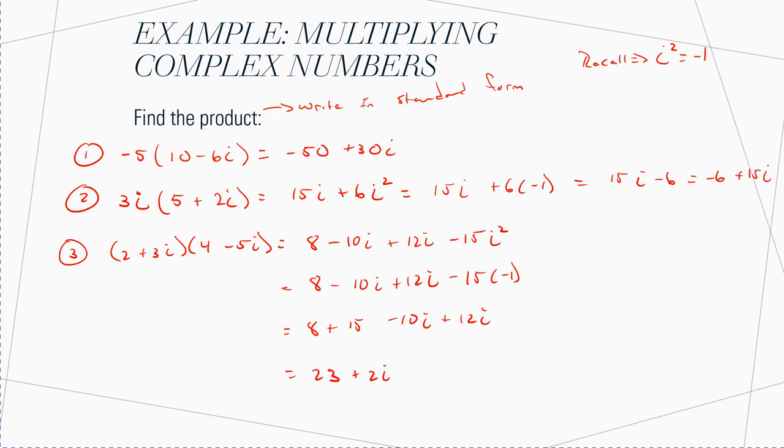So basically, what I treated this with was just like if it was a binomial, but here, just remember, whenever you see this i squared, you can replace that with negative 1.